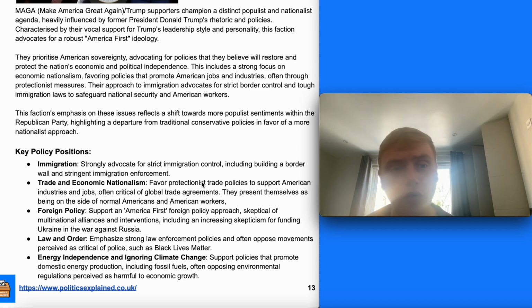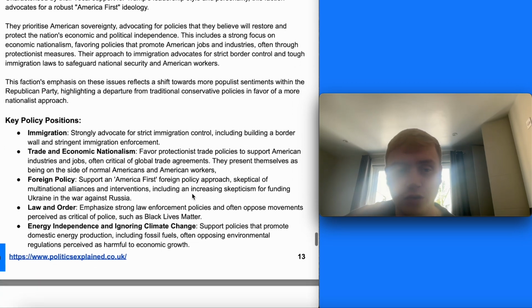This includes a strong focus on economic nationalism, favouring policies that promote American jobs and industries, often through protectionist measures. Their approach to immigration advocates for strict border control and tough immigration laws to safeguard national security and American workers. And this faction's emphasis on these issues reflects a shift towards more populist sentiments within the Republican Party, highlighting a departure from traditional conservative policies in favour of a more nationalist approach.